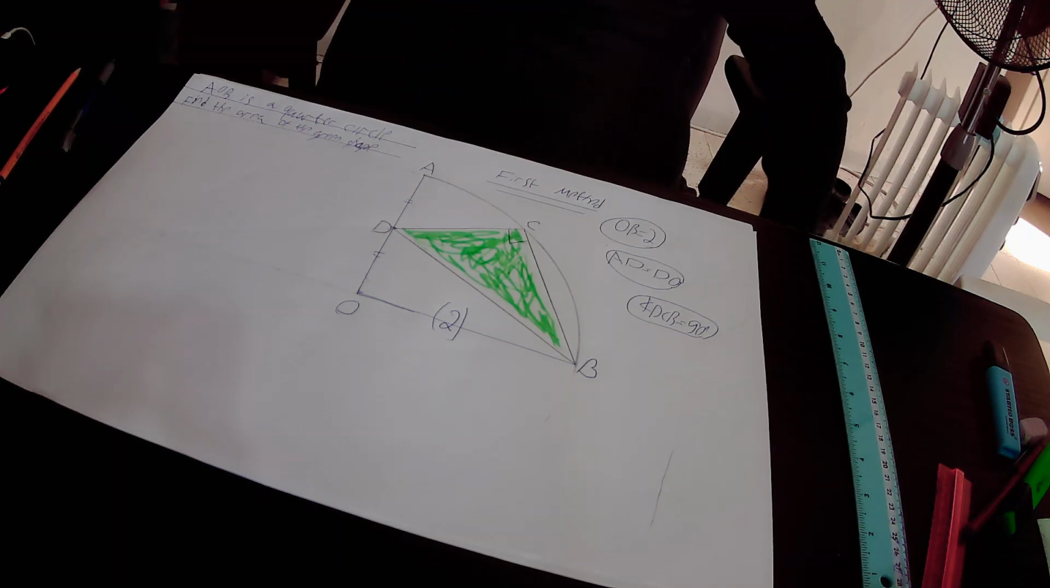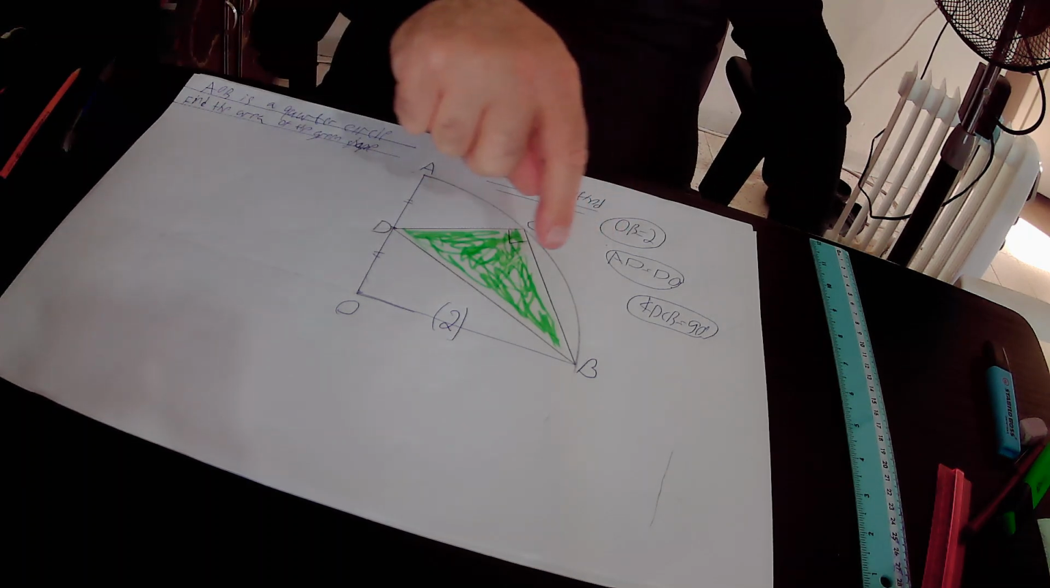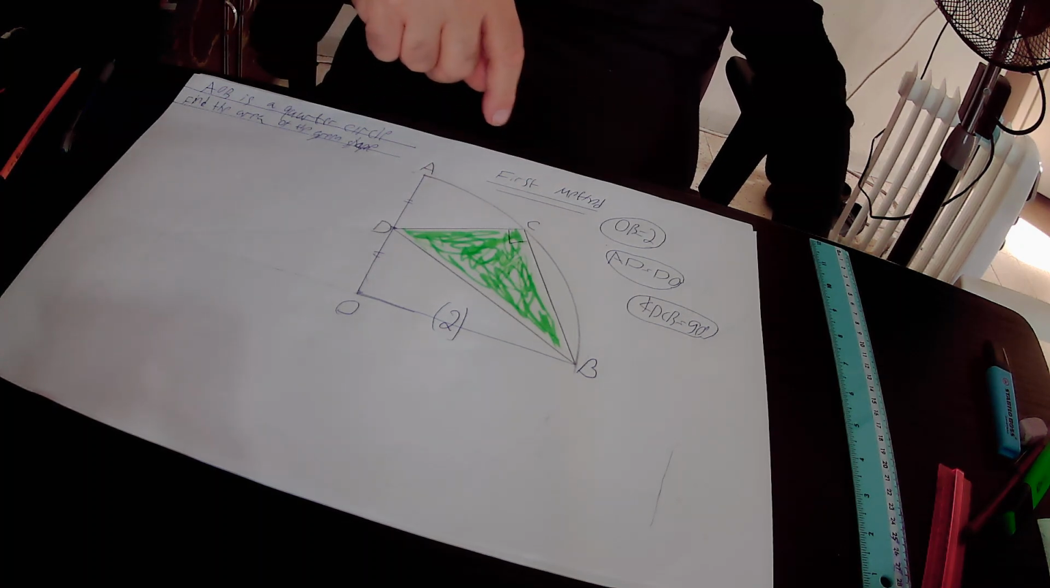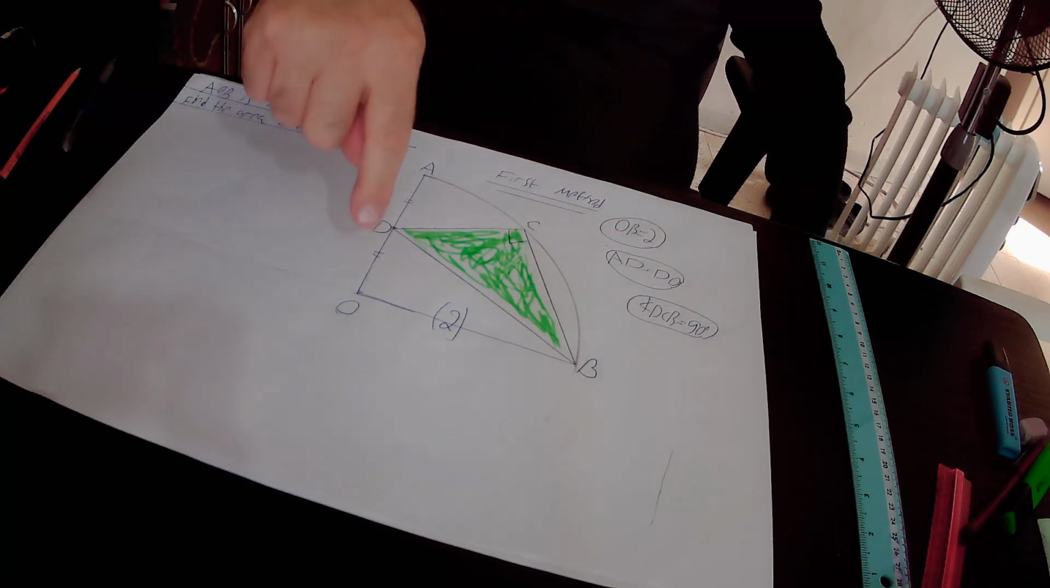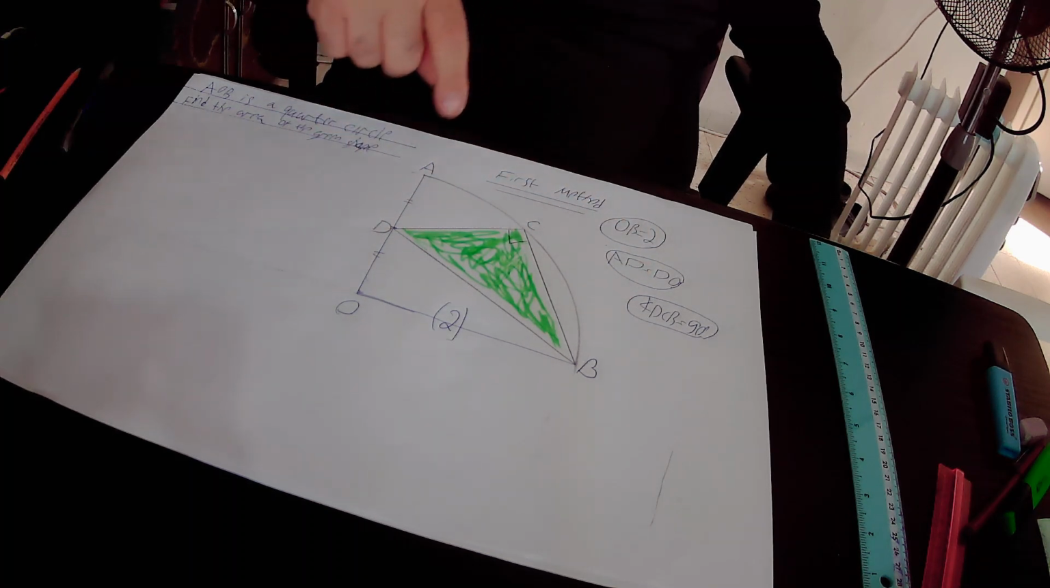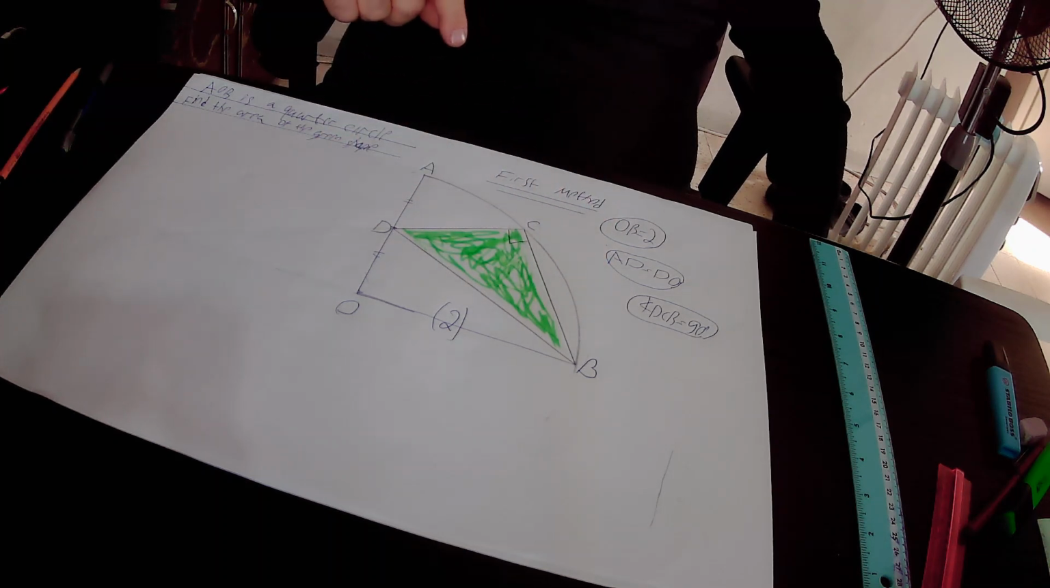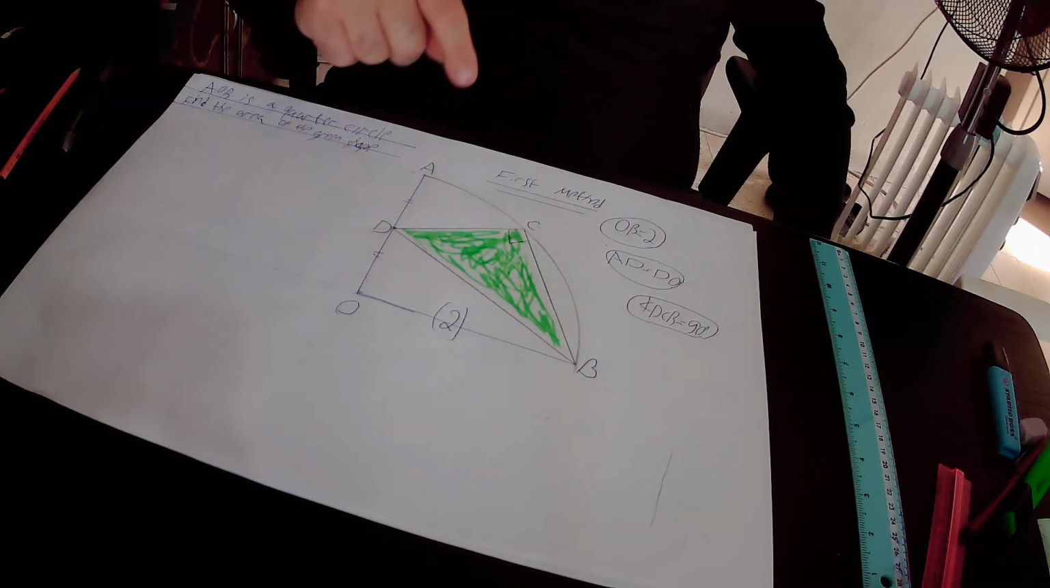Our mission in the second question is to find out the area of this green shape. So in the drawing we have a quarter circle. AOB is a quarter circle. We know that side OB equals 2 units in its length. We also know that AD equals DO.